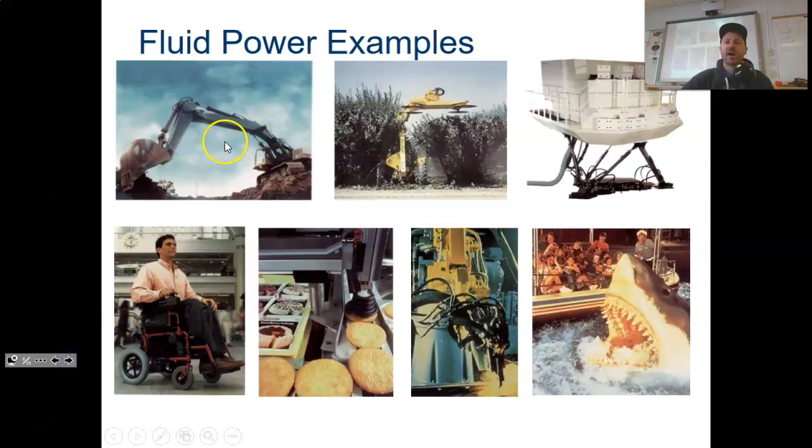Some examples in construction. These are all hydraulic actuators. This thing right here, hydraulic actuator. Agriculture. If you ever have used any agricultural equipment, they've got those hoses that you plug in the back of the tractor. You're using the tractor as the pump, and then the actuators are on the implement that you're using.